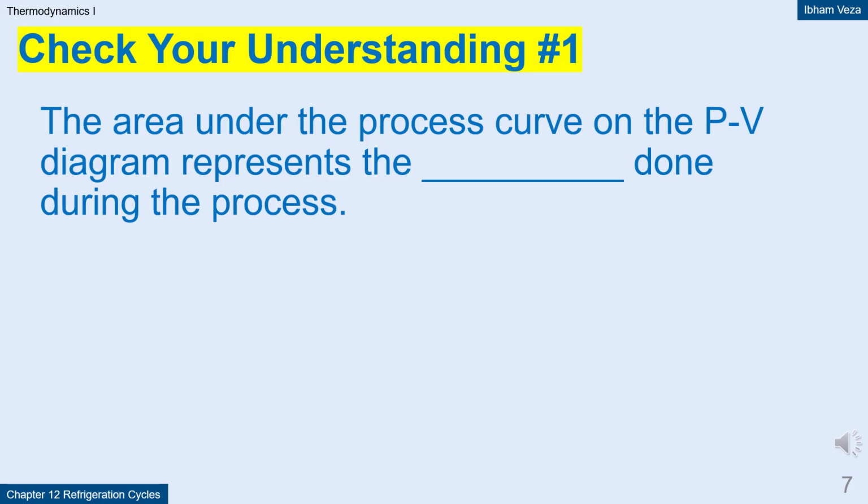Check your understanding. Number 1. This question checks the understanding that the area under the curve on a PV diagram has a specific physical meaning. This concept is not just a graphical representation, but has a real energy interpretation. Students are expected to connect the graph with the concept of work. This understanding is essential to read and interpret thermodynamic diagrams. Without it, process analysis becomes incomplete.